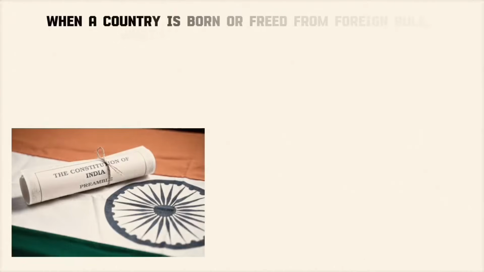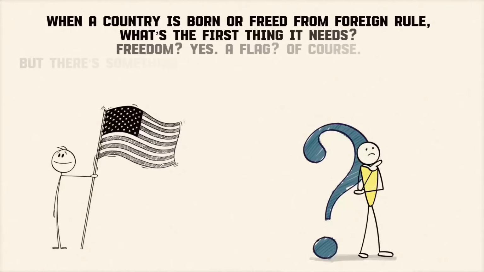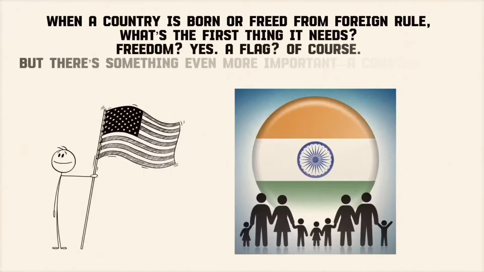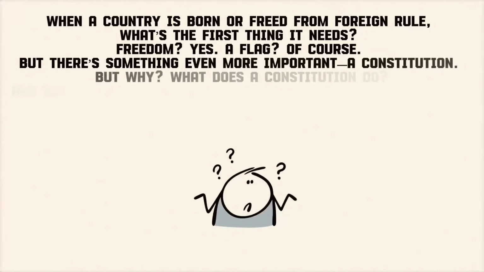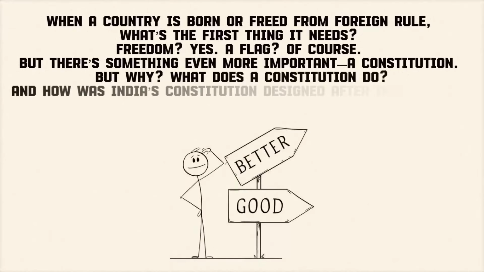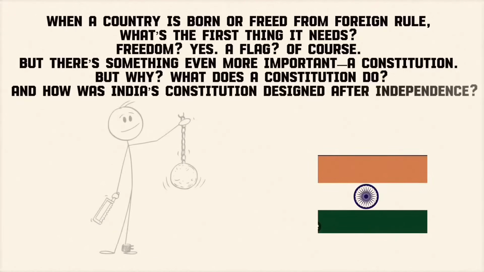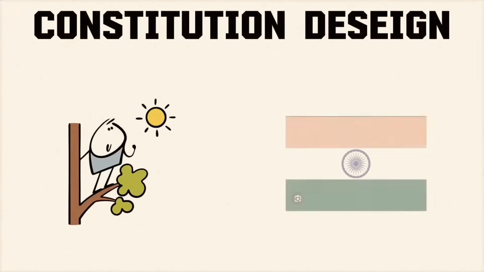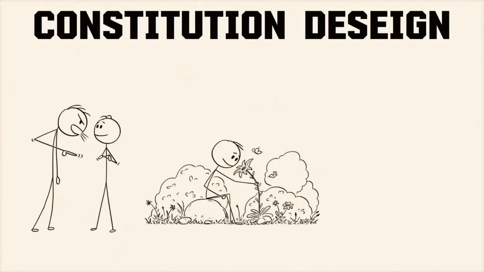When a country is born or freed from foreign rule, what's the first thing it needs? Freedom? Yes. A flag? Of course. But there's something even more important. A constitution. But why? What does a constitution do? And how was India's constitution designed after independence? Let's explore the story of India's constitutional design, not just as a set of rules, but as a document built with vision, struggle, and hope.